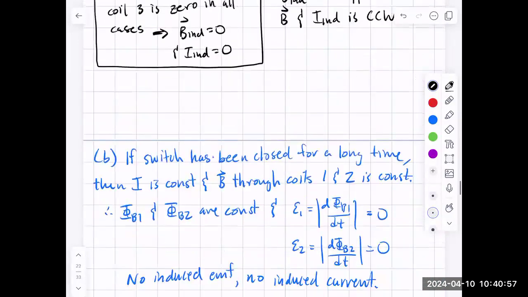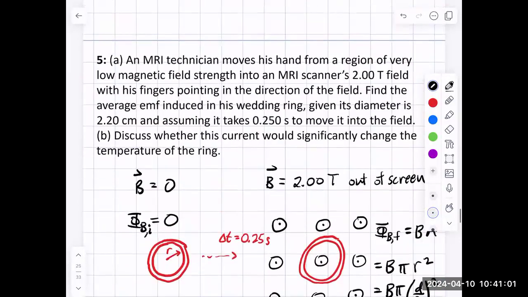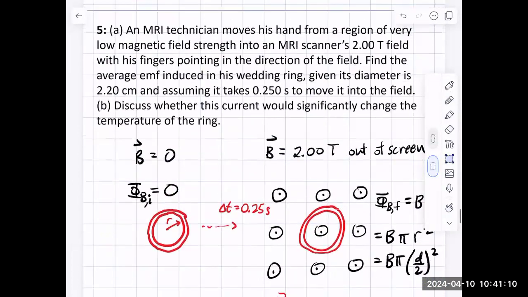Okay, so let's see if we can find another question, maybe one that we can do a quantitative calculation. How are we doing time-wise? Oh, good, we got 10 minutes.